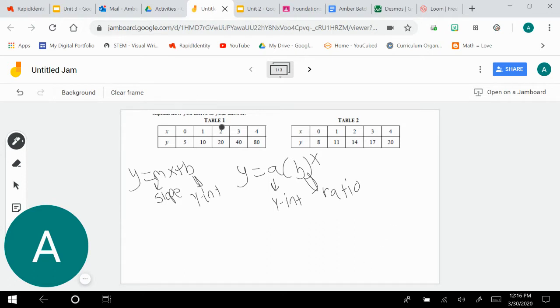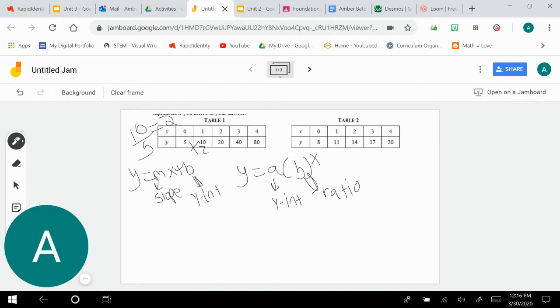So let's look here at table 1. We look at the y values and see what's going on. I'm going from 5 to 10, so I could be adding 5. Okay, so 10 plus 5 is not 20, so that's definitely not linear. So now let's figure out what it could be multiplying by. If you never know what it's multiplying by, you can always divide. Just make sure you take the second number first. So this is 10 divided by 5 is 2. So I am multiplying by 2. So that would mean this is exponential.